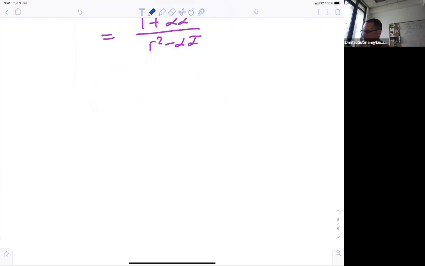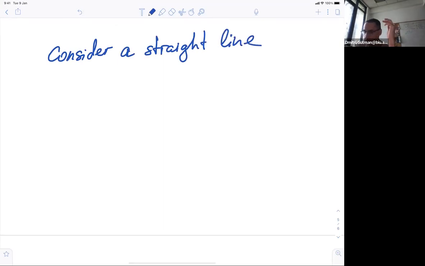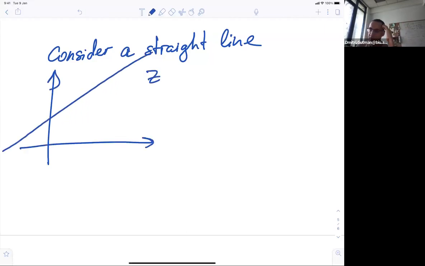Similarly, now let us consider a straight line. Let's see what happens to a straight line with the same logic. So we have a complex plane Z, and there is a straight line on the complex plane Z.